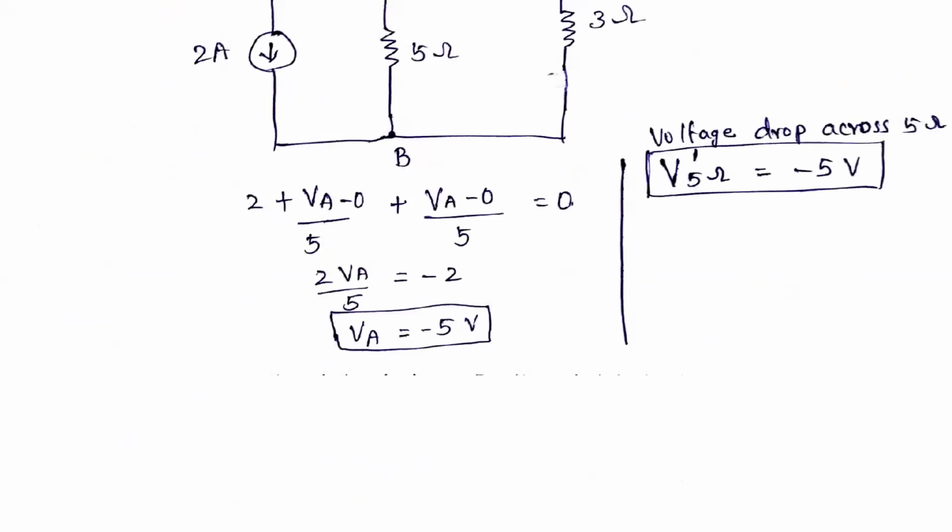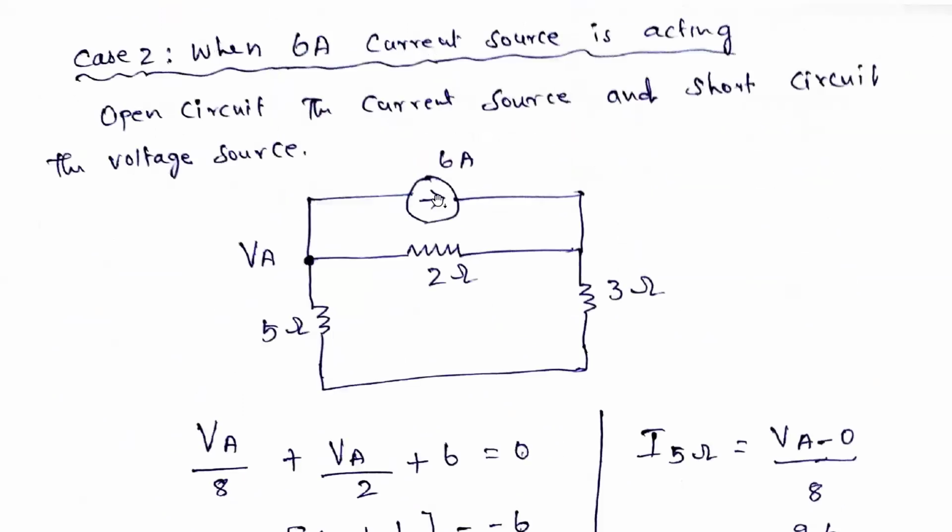So similarly, we are finding out the 6 amps current source alone acting. The other current source and the voltage source: we open circuit the current source and short circuit the voltage source. So here you see, one current source was there previously, that we open circuited, and here the voltage source is there, that we short circuited. So 6 amps alone acting.